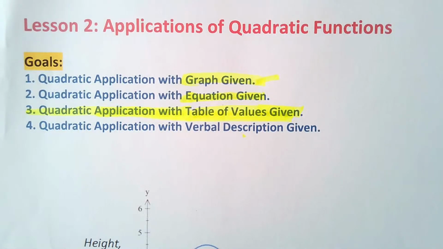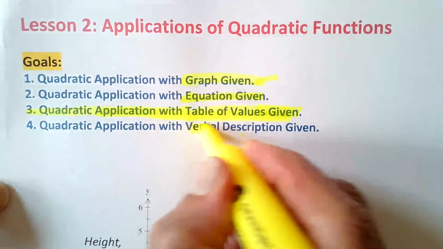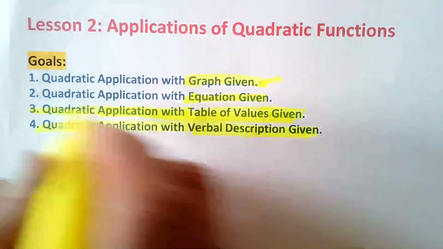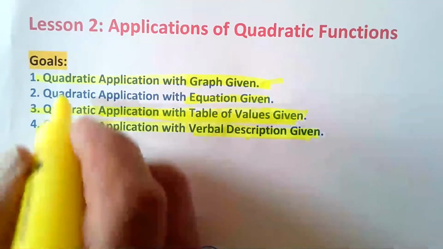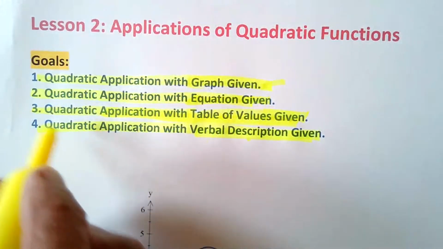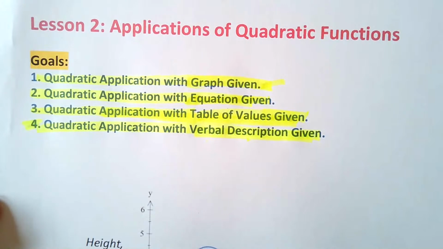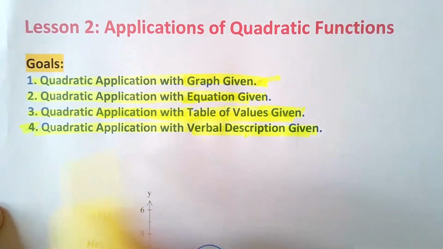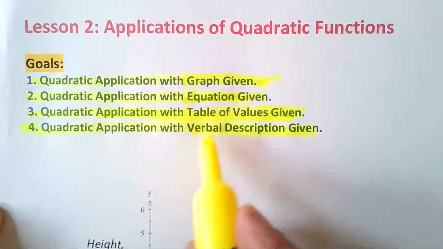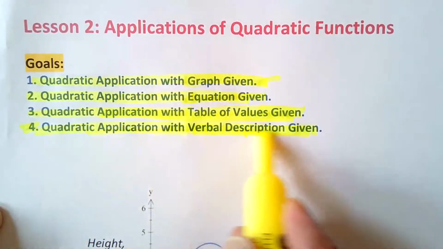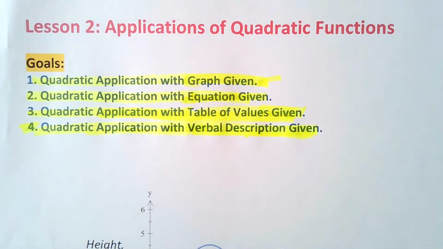We'll complete lesson 2, application of quadratic functions, by looking at quadratic applications when you have a verbal description. So this is the final. We've completed one, when a graph is given, and two, when an equation is given. And today we'll wrap up this lesson 2 by looking at questions where we have to apply quadratic functions when we're given a verbal description.